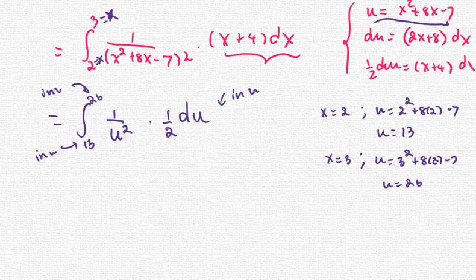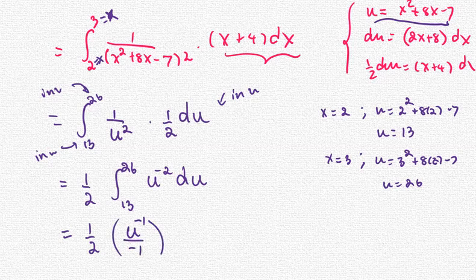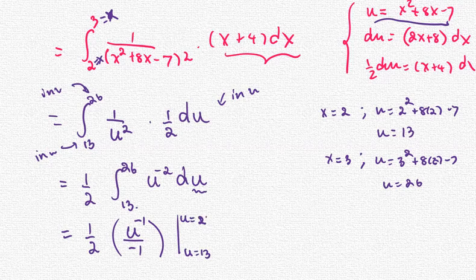Because everything is now in terms of u. Everything has to be totally in the u format. We write it in a better form. We have 1 half integral from 13 to 26 of 1 over u squared, that's u to the negative second, with respect to u. Okay, then we work on the antiderivative. 1 half as a coefficient. So u to the negative second becomes u to the negative first divided by negative 1. Evaluate. See, this is the u, right? And u equals 13 as the lower limit, u equals 26 as the upper limit.